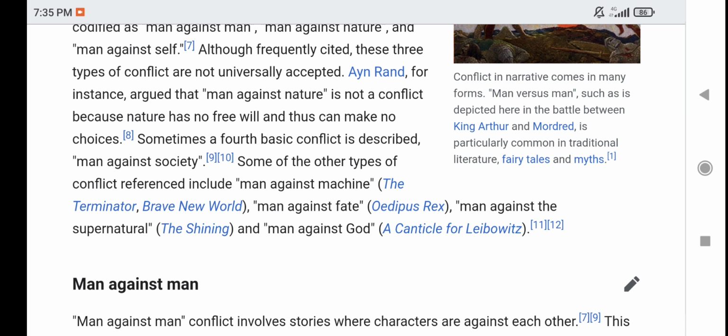Some of the other types of conflict referenced include man against machine, Terminator, Brave New World, man against fate, Oedipus Rex, man against the supernatural, The Shining, and man against God, A Canticle for Leibowitz.